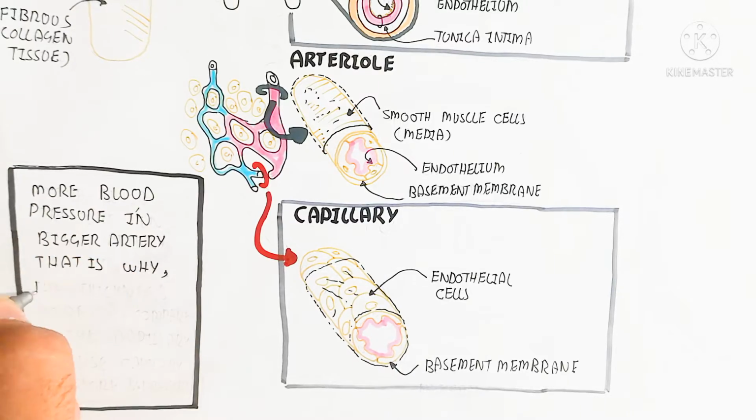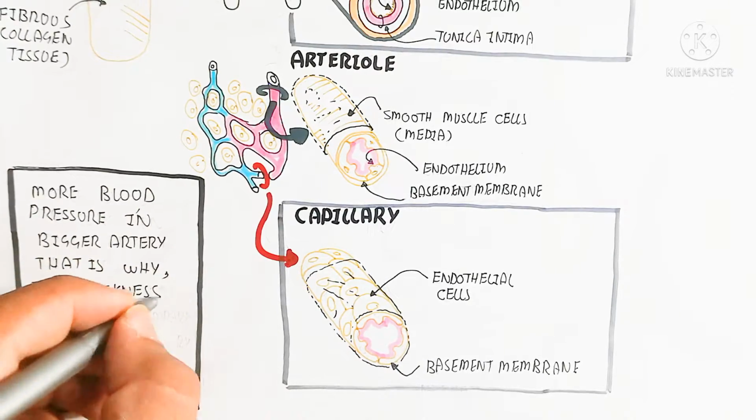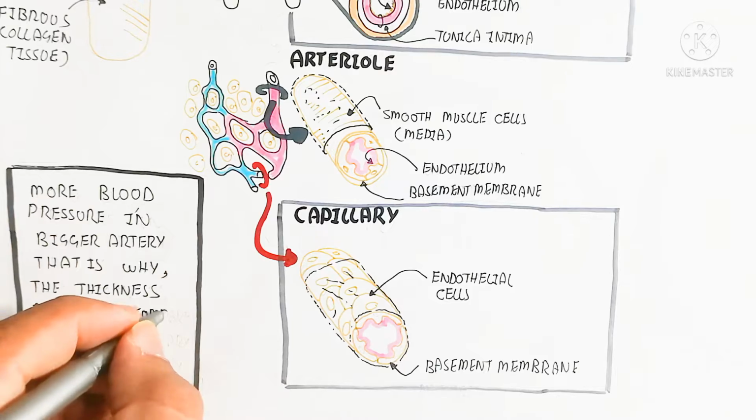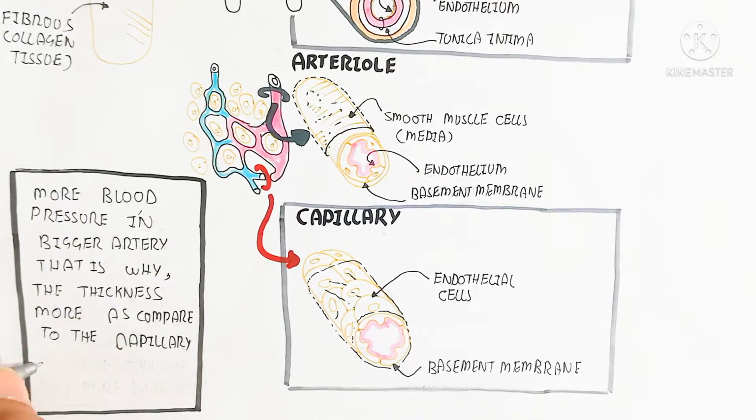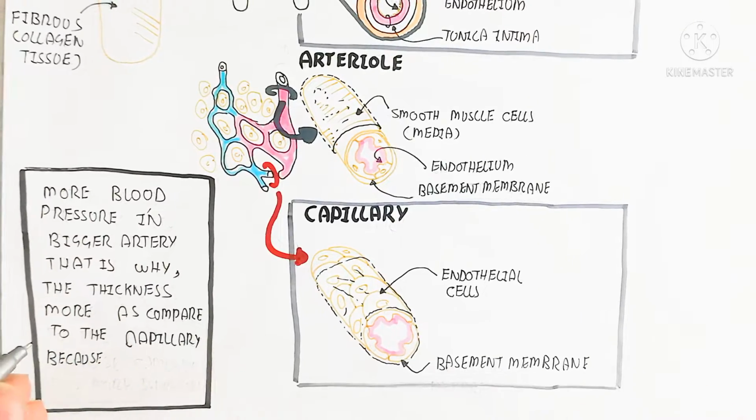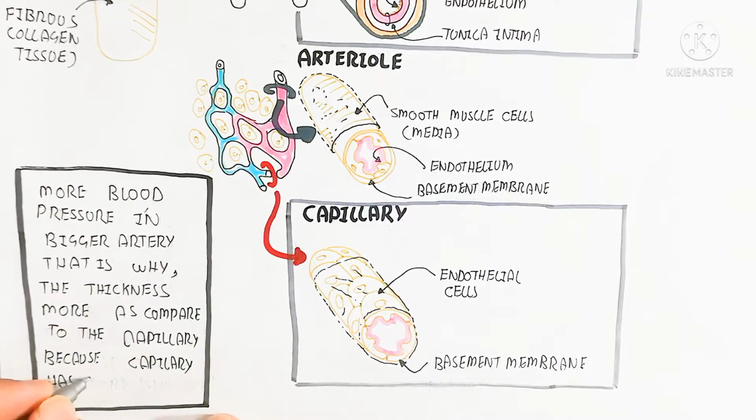through a venule to vein and vena cava. So there is more blood pressure in the bigger artery, which is why its thickness is more as compared to the capillary, because the capillary has less blood pressure. Remember, not more but less.